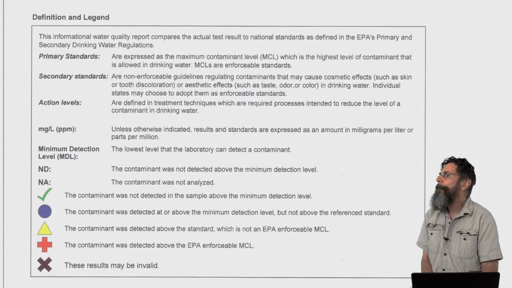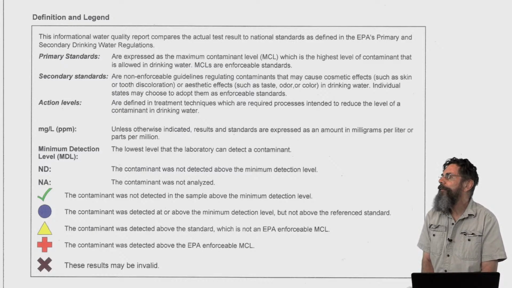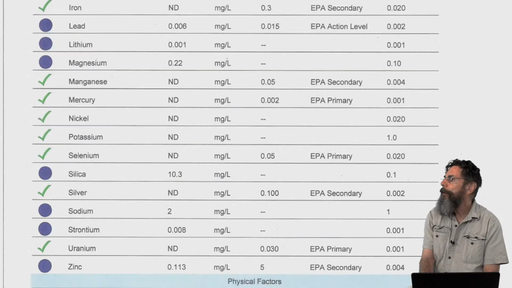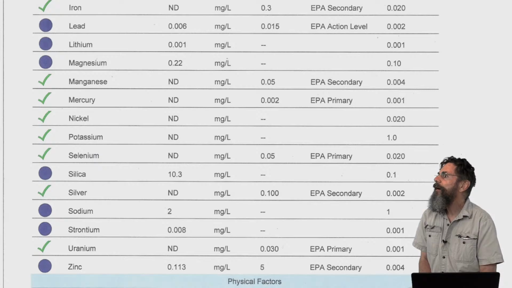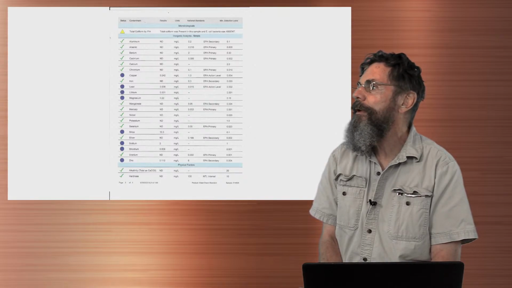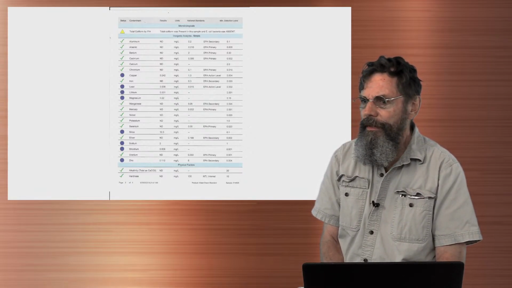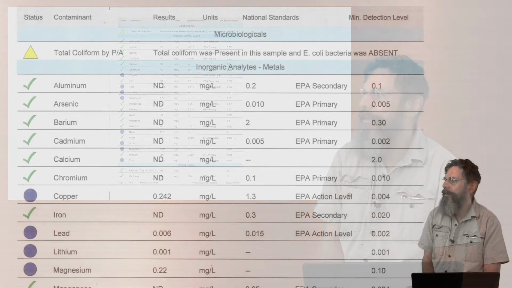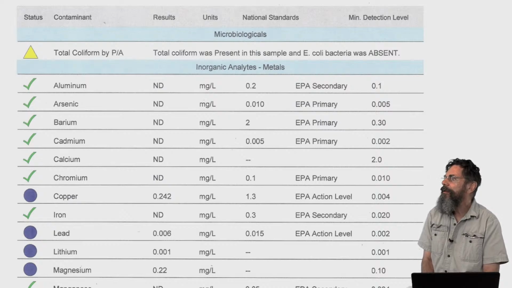Basically, they give you a report based on standards: primary standards, secondary standards, and any action levels you might have to take. Then there's a little key here. ND is not detectable. The check is basically okay. There are little triangles of warning, and you can see all the other things. The next page will show things like iron and pH, which is your acid-alkaline measurement. Some other things are not as critical. Well, coliform is certainly critical, but that's sort of a go or no-go.